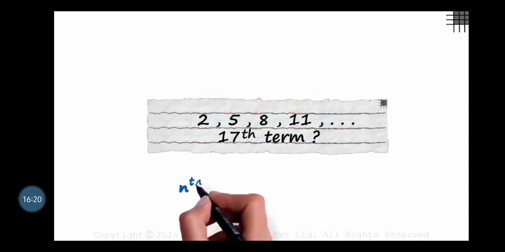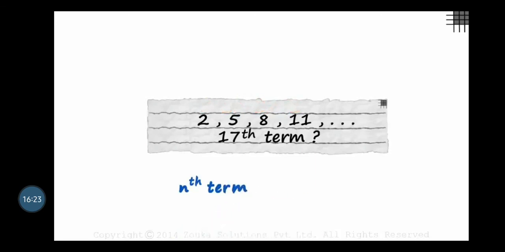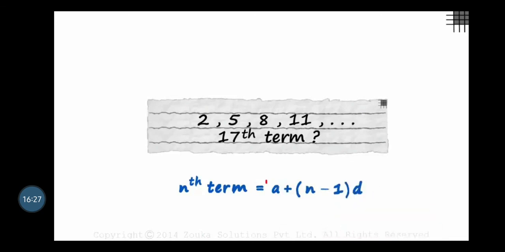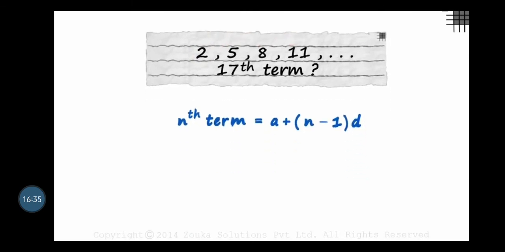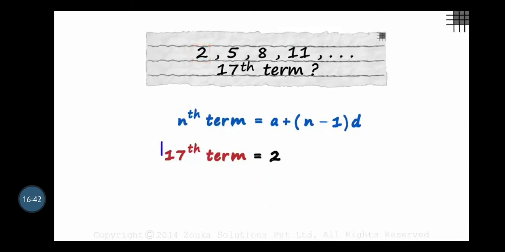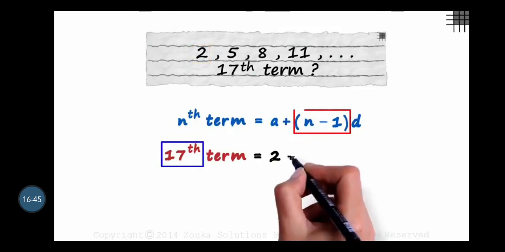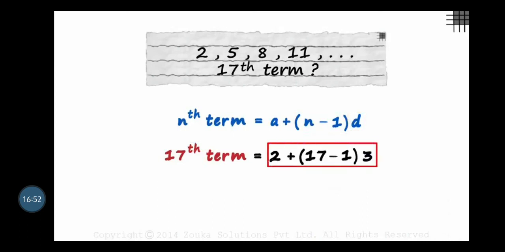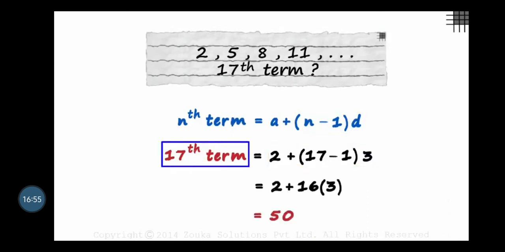And we know that the nth term of an arithmetic sequence is given by the formula a plus n minus 1 times d. a is the first term, n is the term number, and d is the common difference. So finding the 17th term will be pretty easy. Here, the first term is 2. As the term number is 17, we write this as plus 17 minus 1. The common difference is 3. Solving this, we get the 17th term of this sequence as 50.